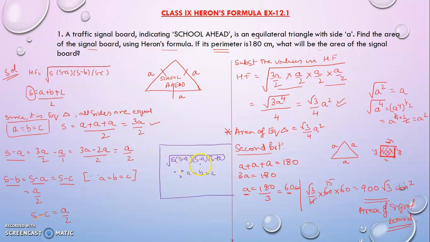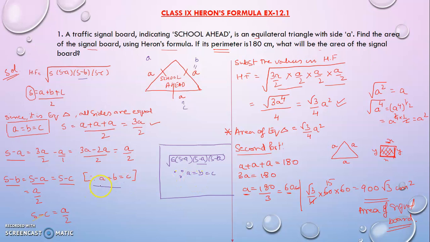Why am I writing s minus a in place of s minus b? In Heron's formula we have s minus b, and I have taken s minus a because it is given an equilateral triangle and all three sides are equal. Let these sides be a, b and c. Since it is an equilateral triangle, b will be equal to a and c will be equal to a. So in place of s minus b I can write s minus a, and in place of s minus c I can write s minus a, because a is equal to b is equal to c.